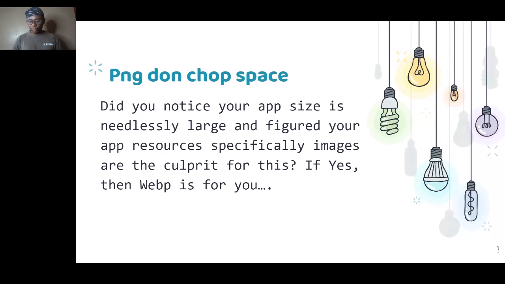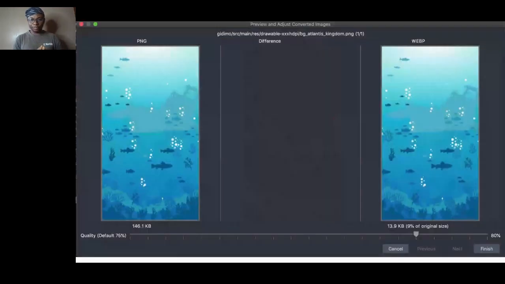So I'm going to use this as an example. This is what happened. At Gidimo, in the Android app, we have about 13 kingdoms that the player has to conquer. Each of the 13 kingdoms has a background image on it. This is an example of one of the kingdoms, which is the Atlantis Kingdom. The image is in PNG. You can see from here, the size is around 146 kilobytes. When I converted it, it reduced to around 13.9 kilobytes, and it didn't even touch the quality. It went straight and converted it to WebP.